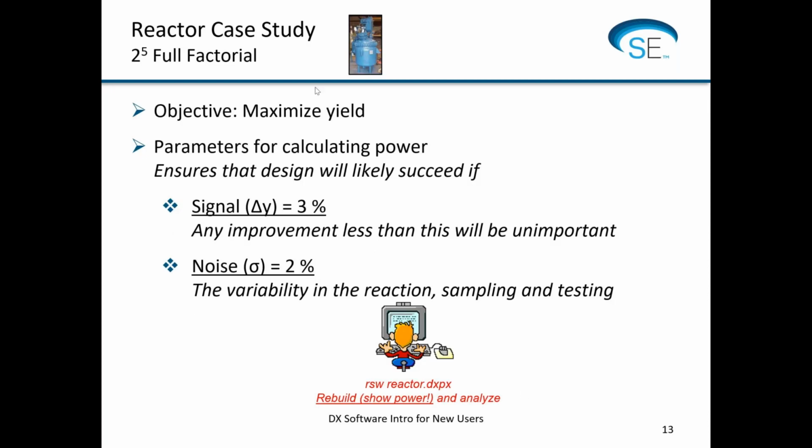So what we're going to do is a factorial study. In a factorial study, we will look at each factor at a low level and a high level, and we'll study those in combination with all the other factors at their high level and low level. Okay, so we'll look at all the different combinations in a full factorial design.